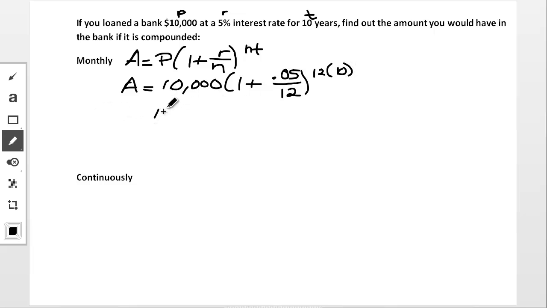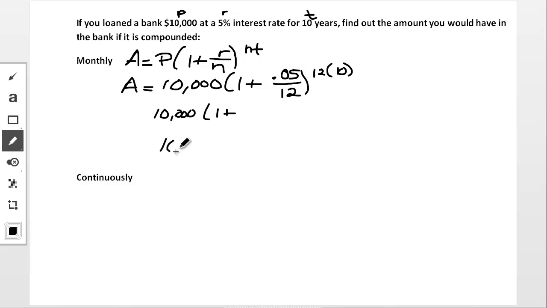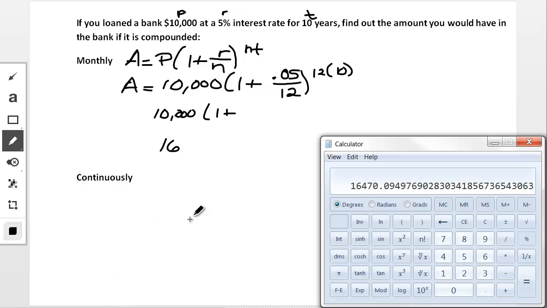So working that out, we have 10,000 times 1 plus, can't do this in my head, so I'll take 5/100ths divided by 12, and rather than clear the calculator, I'll add 1 to that. Now that's the value in the parentheses. So we're going to take that and raise it to the 120th power. And we will get our value that we're taking times 10,000. So after the 10 years, we will have an amount of $16,470.09.